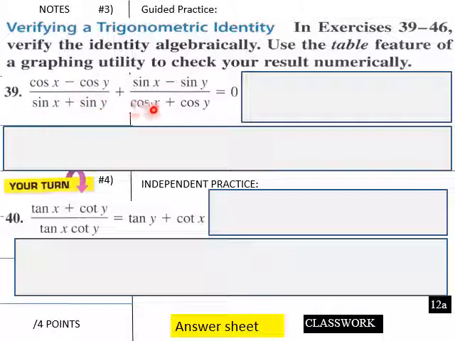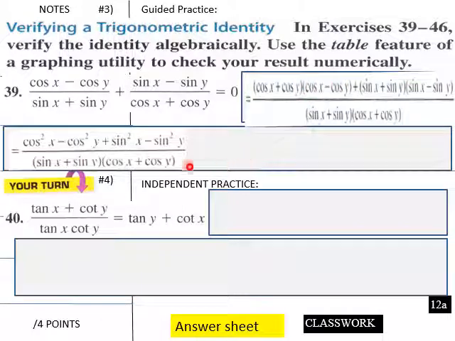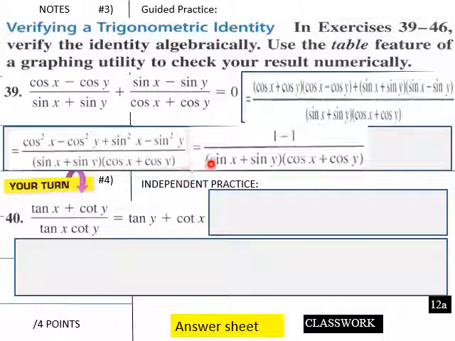So our first one up here, we need to add these together by using identities. We're going to add this up by using common denominators. We're going to multiply these two together: sine x plus sine y times cosine x plus cosine y. And then you get this gnarly numerator up here. When we multiply through, we get squares: cosine squared x minus cosine squared y plus sine squared x minus sine squared y. When you group these together, they become 1. So you have a 1 and minus 1 over this denominator, and that equals 0. So that verifies this situation.